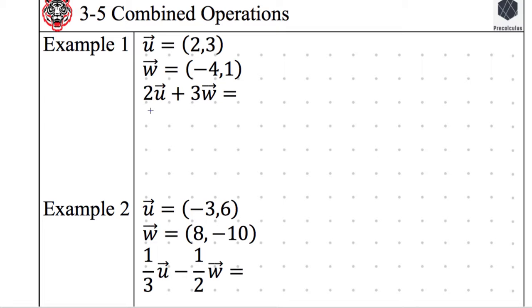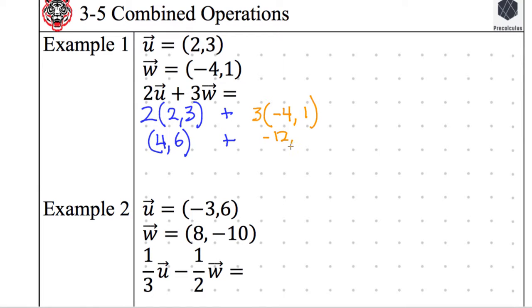You don't have to show your work on the quiz or online, but it's always nice to see if you went wrong. So 2 times u is 2 times <2, 3>. I need to add that with 3 times <-4, 1>. Well, 2 times <2, 3> is going to be <4, 6>. I'm going to add that with <-12, 3>.